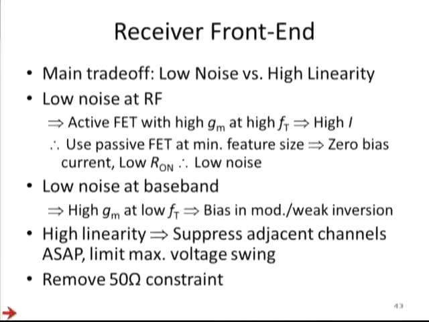At baseband, however, low noise comes at lower currents. We can achieve high transconductances at low FTs where our signal now resides close to DC, and we can bias transistors in moderate to weak inversion. High linearity requires that we suppress unwanted adjacent channels as soon as possible and never allow them to build up voltages that might drive transistors into distortion. And finally, we have to remove the 50 ohm constraint that is a source of power waste.